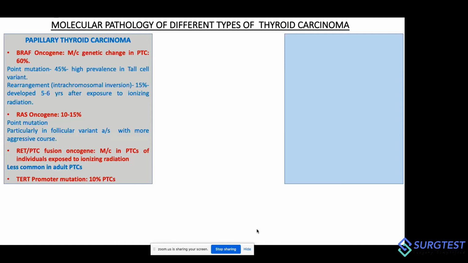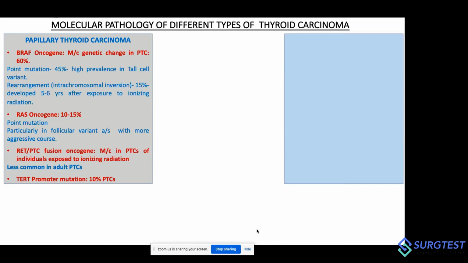Most common is a BRAF oncogene mutation in papillary thyroid carcinoma. It is 60%. Out of this 60%, 45% is a point mutation and 15% is a rearrangement, an intrachromosomal inversion. So BRAF is an oncogene, and it may mutate in two different ways. Most of the time it is a point mutation in the BRAF, and the remaining time it is a rearrangement. The point mutation has a very high prevalence in the tall cell carcinoma variant.